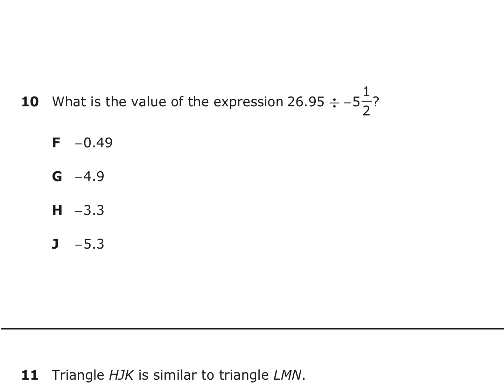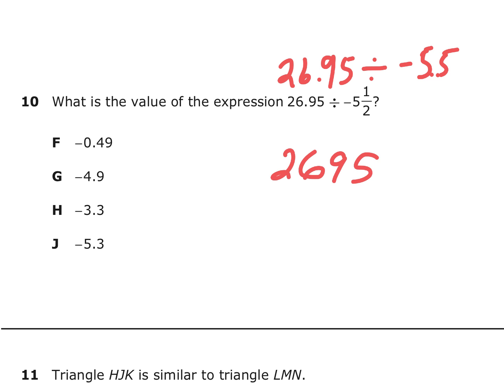Okay, number 10 says, what is the value of the expression 26.95 divided by negative 5.5? So what we have here is 26.95 divided by a negative 5.5. And so 26.95 divided by 5.5. So the answer is going to be negative, because positive divided by negative. All the answers here are negative, so we don't have to worry about that. So all we have to do is take 26.95 and divide it by 55.